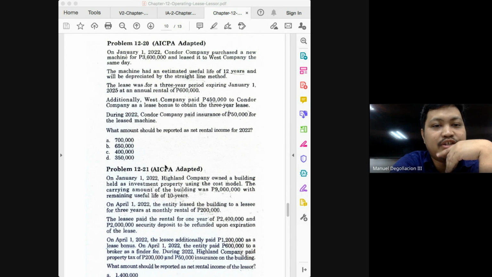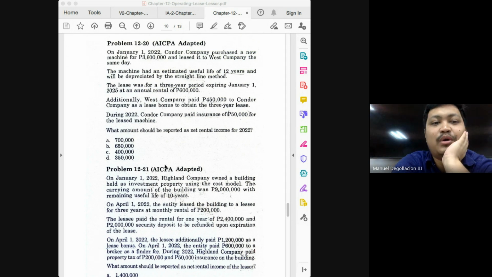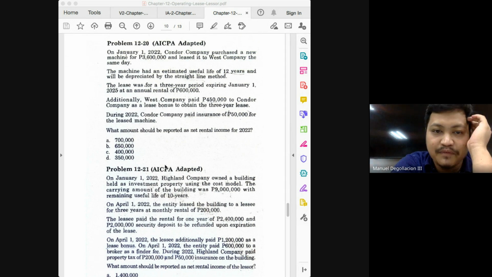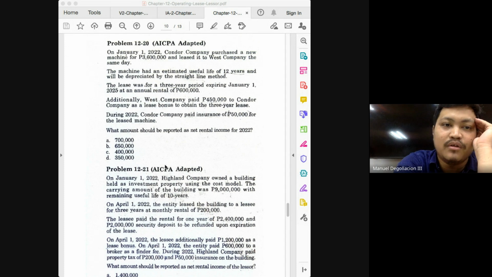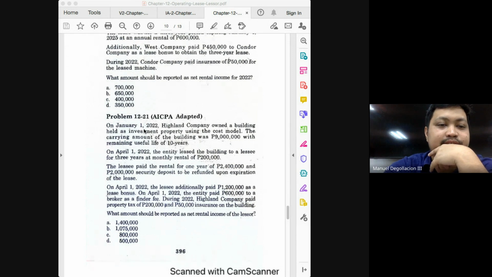Deduct your depreciation expense. How much then is your depreciation expense? How much was the cost of the asset? 3,600,000 divided over 3 years, class? No, divided over the useful life of 12. So 3,600,000 divided by 12 would be 300,000 depreciation expense. So deduct that also from the 750. 750 minus 50 minus 300 will give you 400,000, if your exam is solely on operating lease.